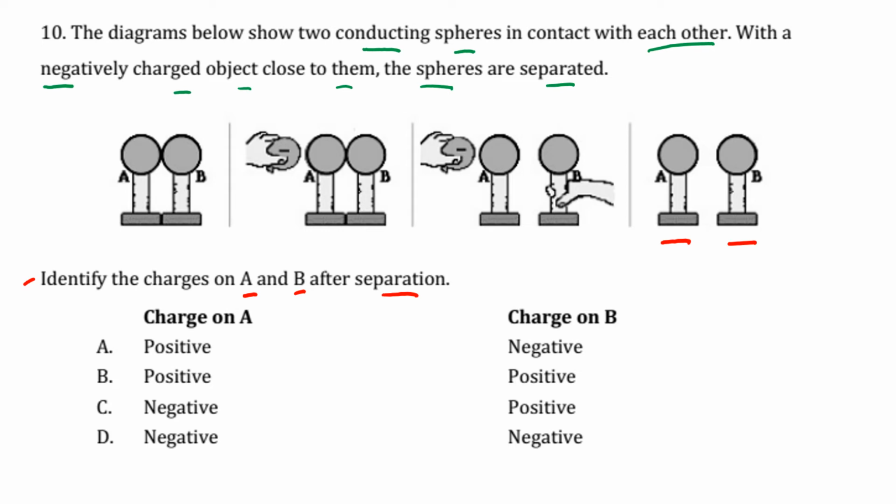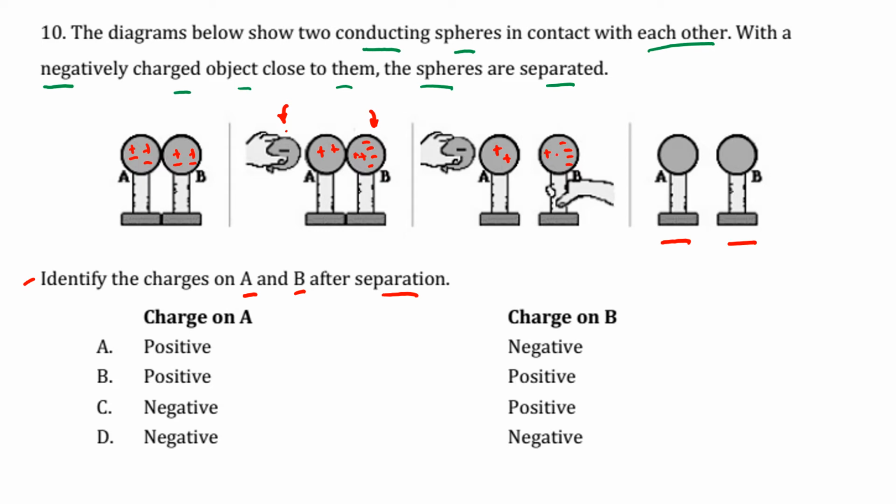Alright, so in this case, it's neutral. Now we have a negatively charged object over here. So therefore, the negative charges would be moving away from this negative charge. So we have positive and negative charges. The negative charges would move away from this negatively charged object. And then after that, the positive charges stay here, and the negative charges remain here.